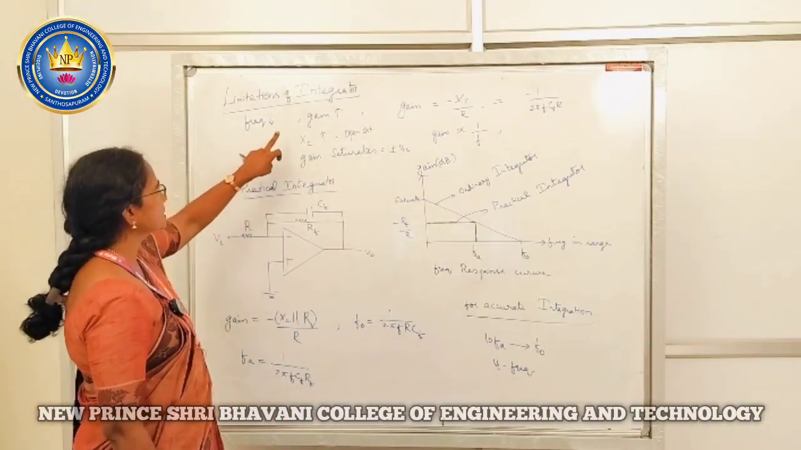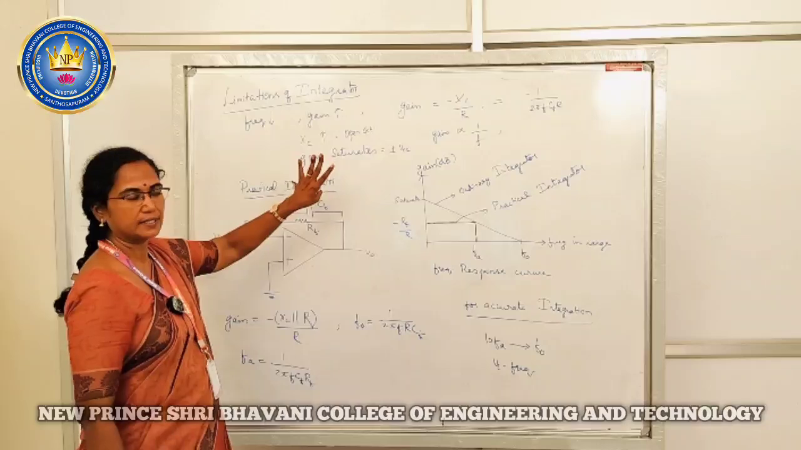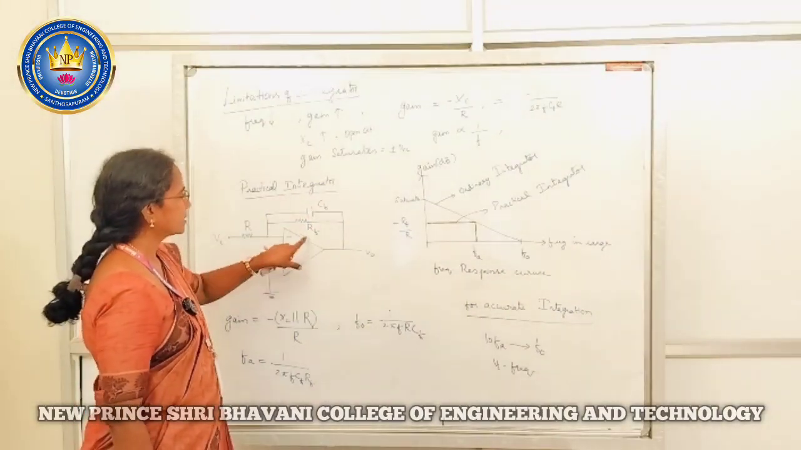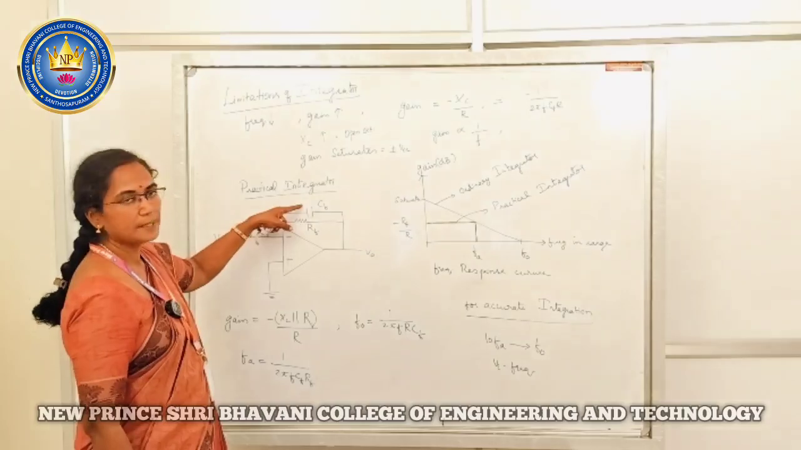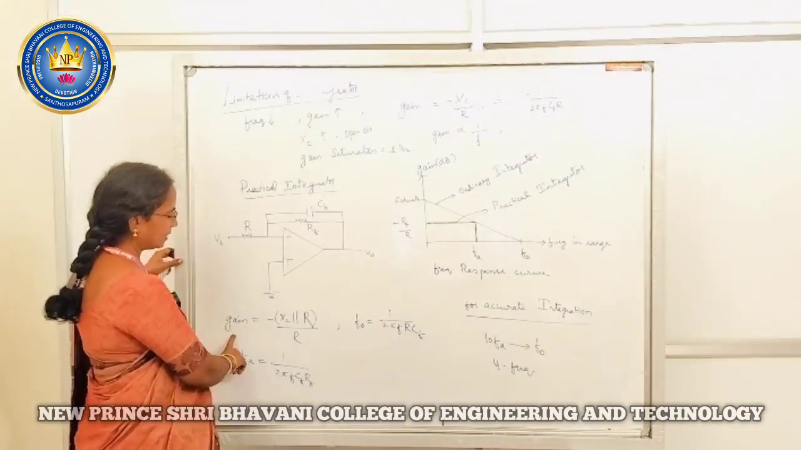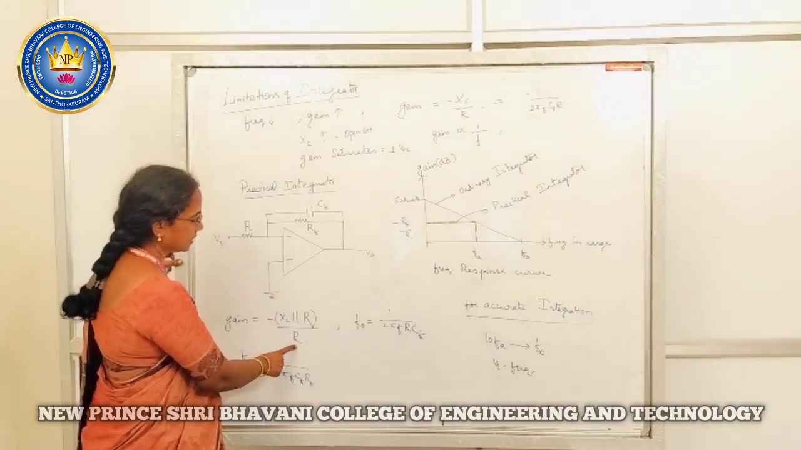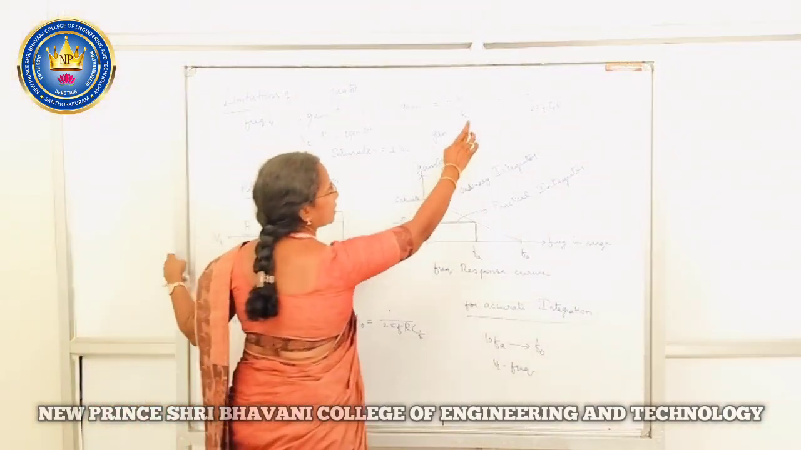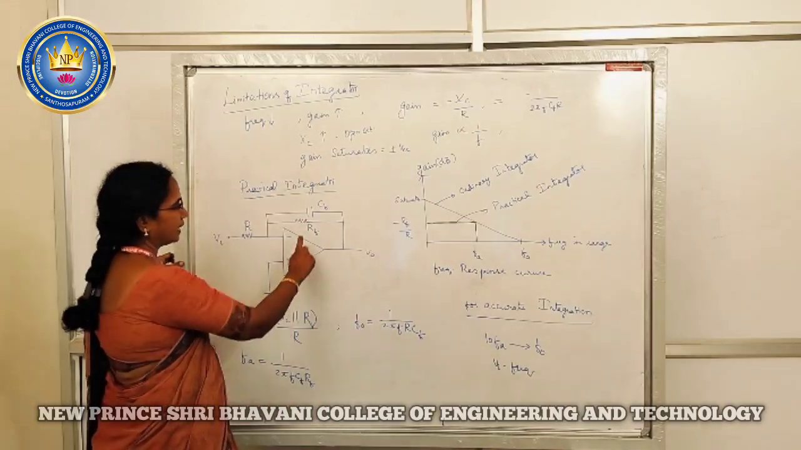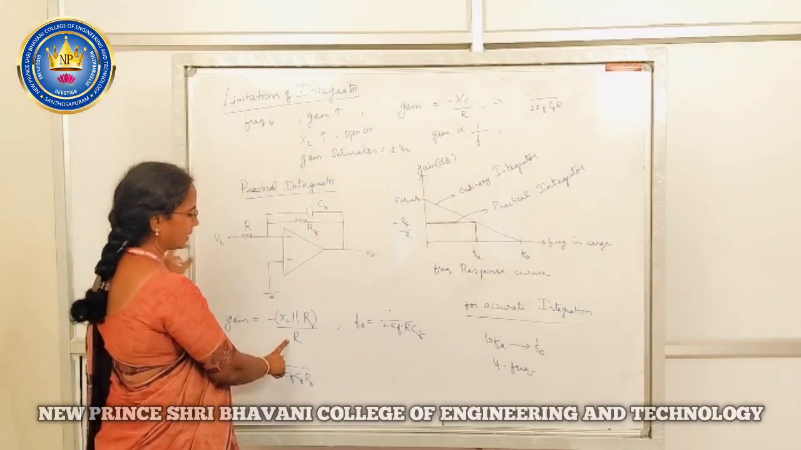So this is where no integration happens. That is why we include this Rf in the practical integrator circuit, in parallel with the Cf. When you include this Rf in parallel with Cf, the gain becomes the parallel combination of the capacitive reactance and the resistance divided by R. So instead of this Xc by R, we have the parallel combination of the resistance and the capacitive reactance, divided by R.